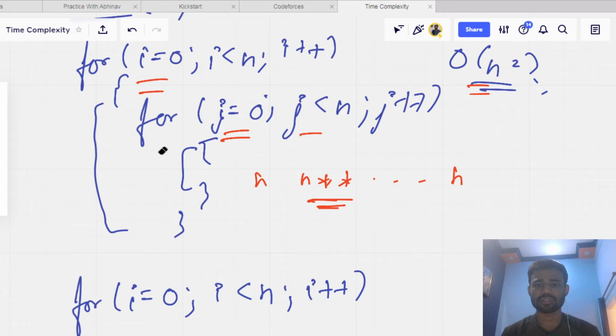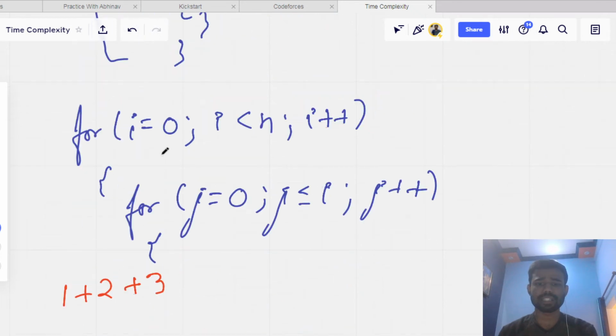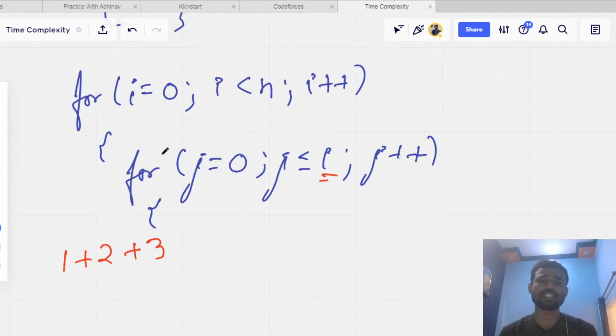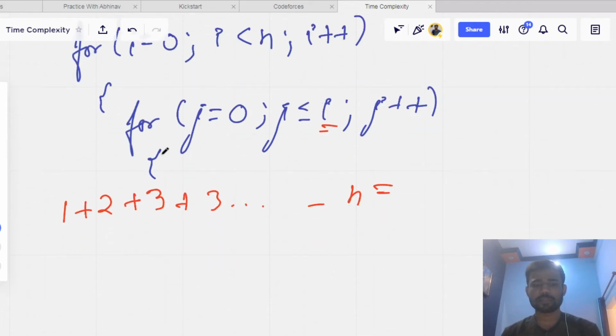The thing is that basically this J loop is always iterating n times, whatever is the value of I. But in this case, it is running I times. So when the value of I is 0, it is running 1 time, then 2 times, then 3 times, up to n times when the value of I is n minus 1.